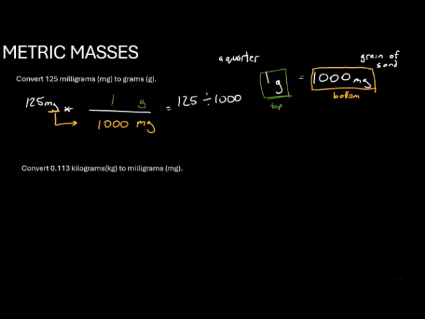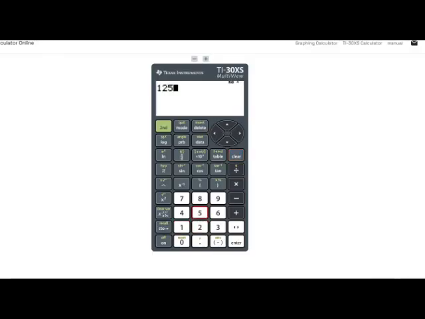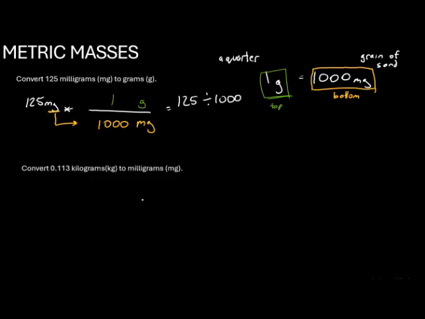We'll go to the calculator now and do the math. We enter 125 and divide by 1,000. This will give us 0.125. As for the units, the milligrams on top at the beginning will cancel out the milligrams on the bottom in the fraction, leaving us with grams as our final unit, which is what we want for this question. Therefore, our answer for the first question is 0.125 grams.